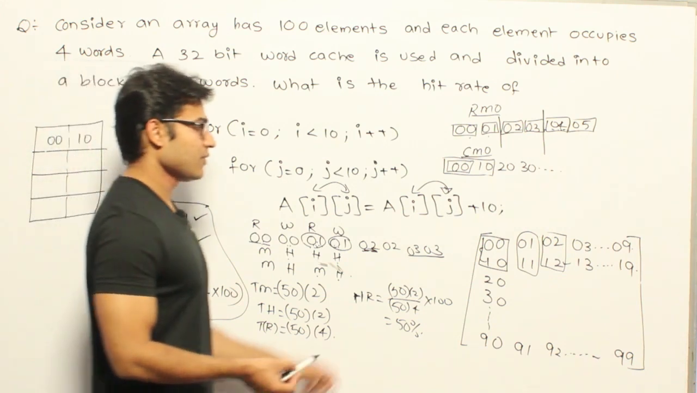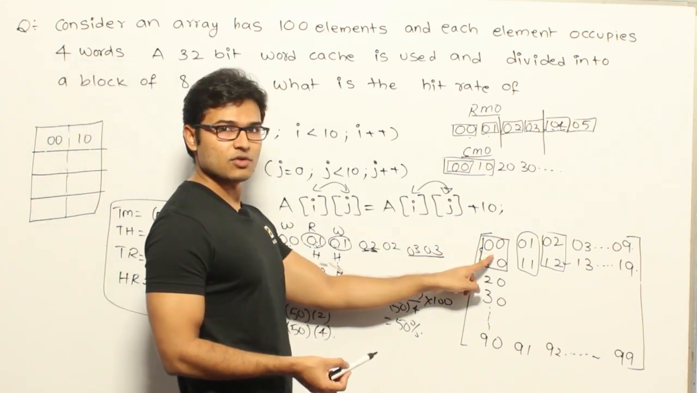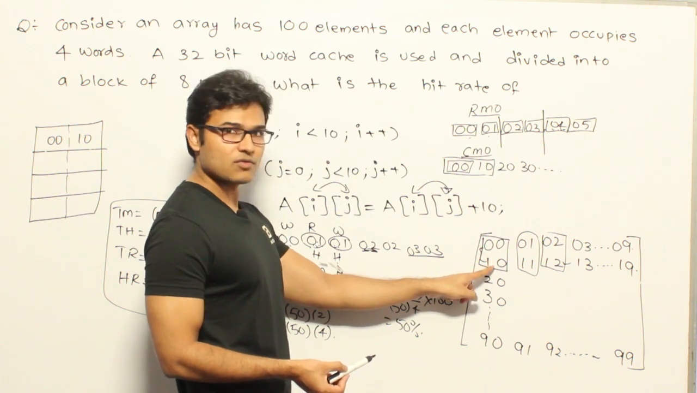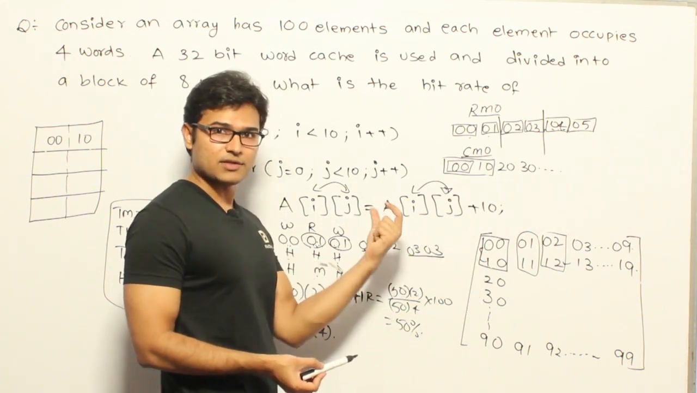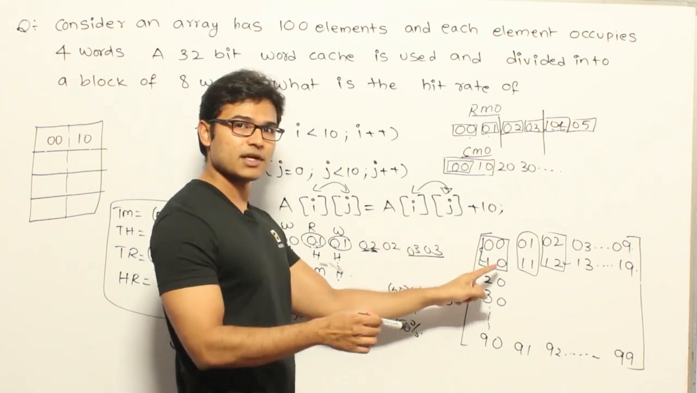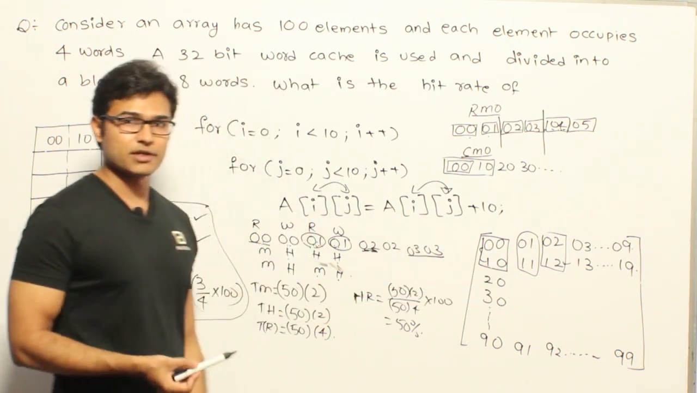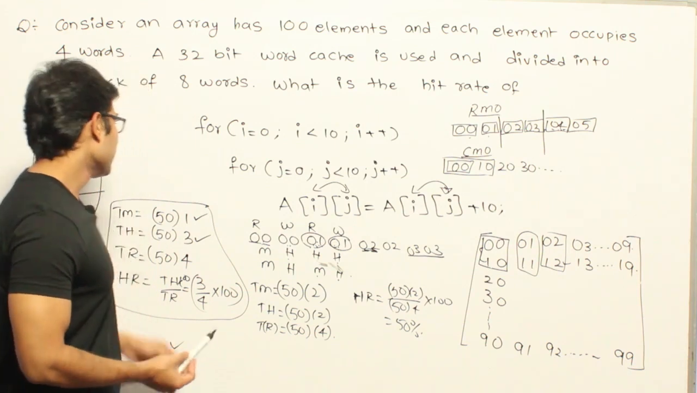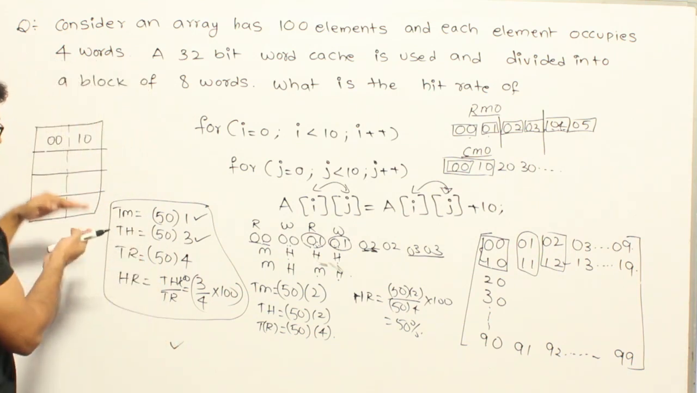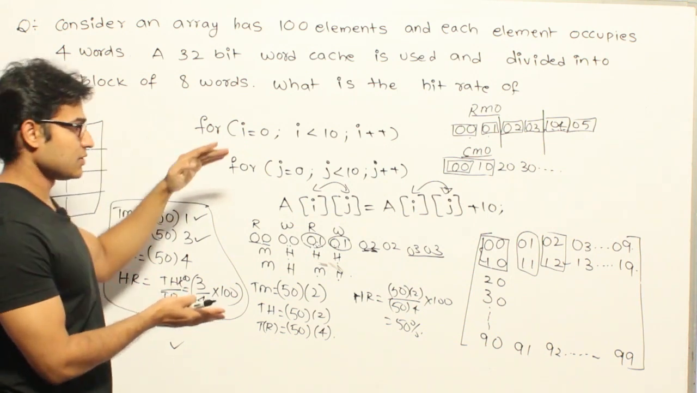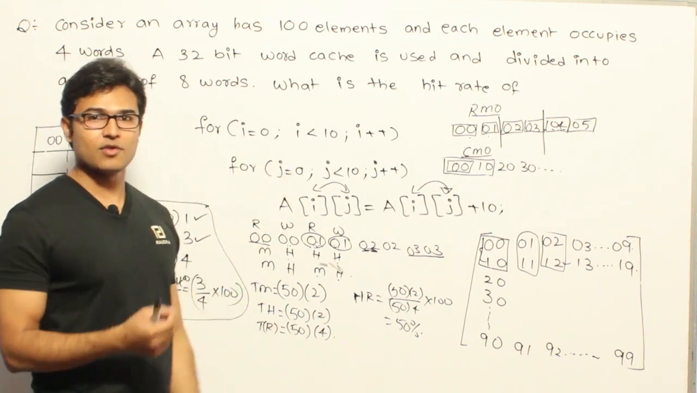Are you getting this? Whenever there is a miss for 0 0, I will be getting 1 0 as well along with 0 0. Now if this 1 0 is going to stay in our cache till we access 1 0 next time, then it is going to increase the hit rate. How is it possible? If the cache size is going to be big in such a way that it is able to hold 10 blocks, then let's see what happens.